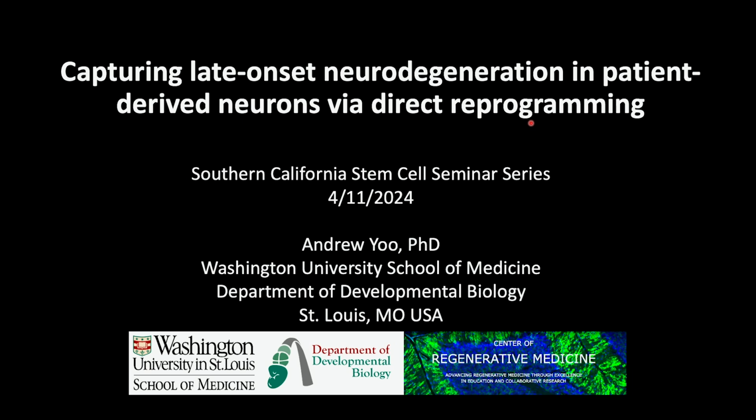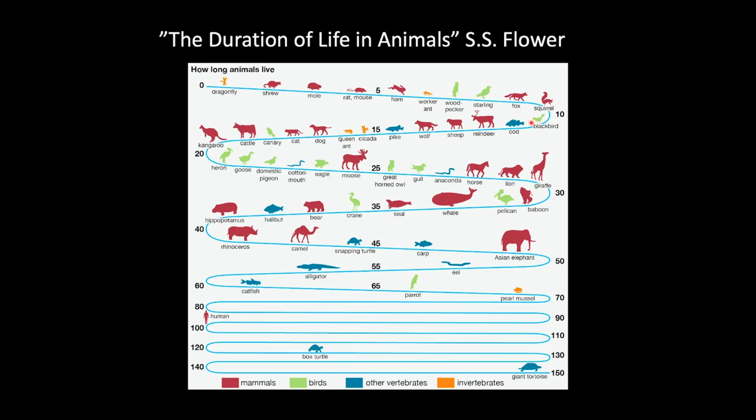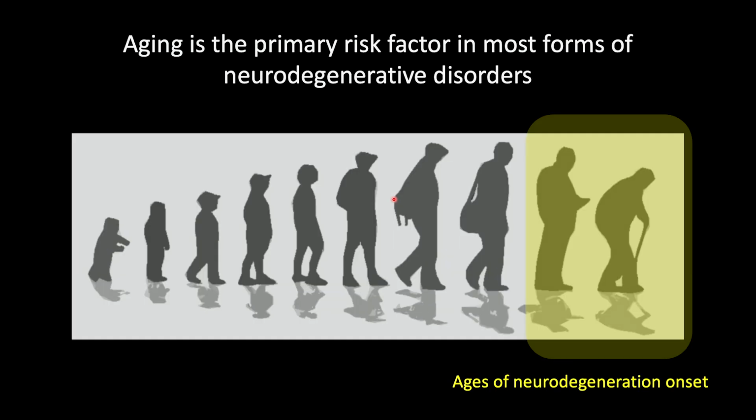And before I get into details of that, I'll start with one of the main focuses of the lab, which is trying to understand what it means to be aged. Here in the diagram, you see that humans are one of the species that live longer than others. And it's very nice, but there's one caveat that comes with the fact that we live longer: aging is the primary risk factor that increases the vulnerability to develop neurodegenerative disorders.